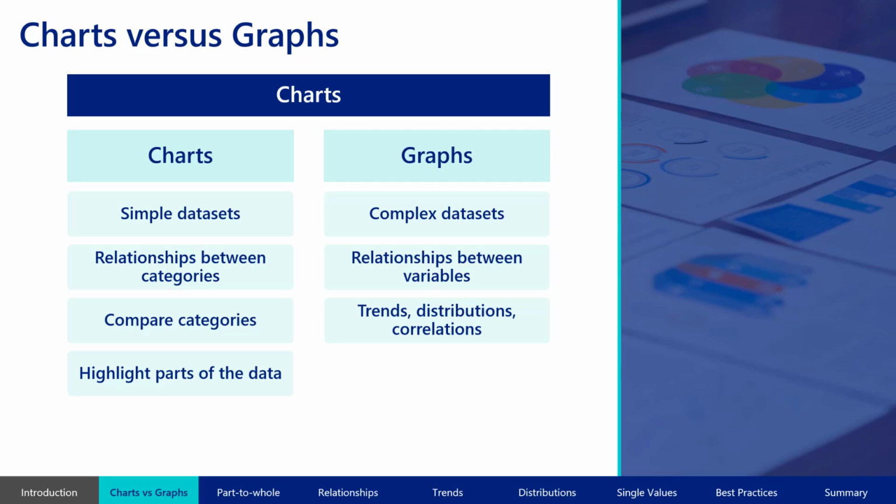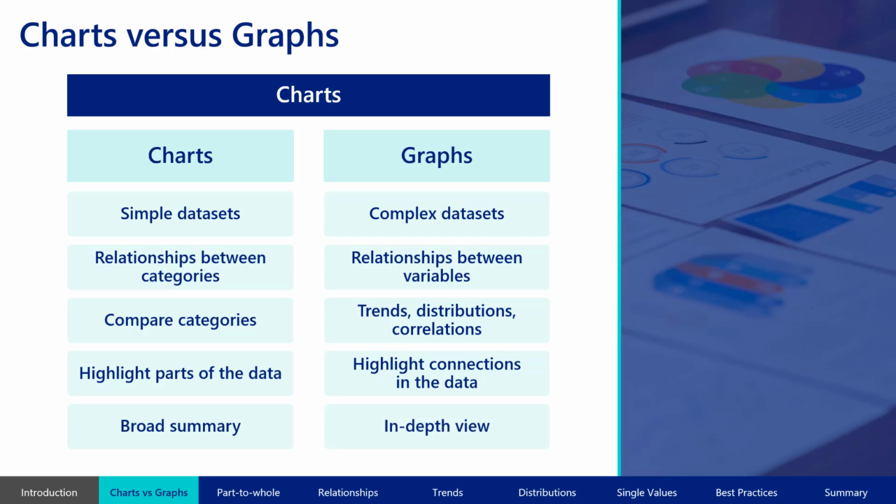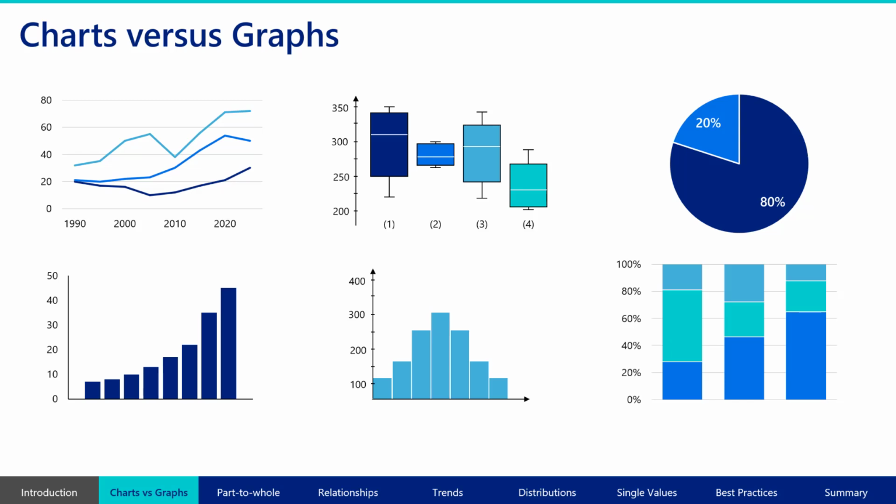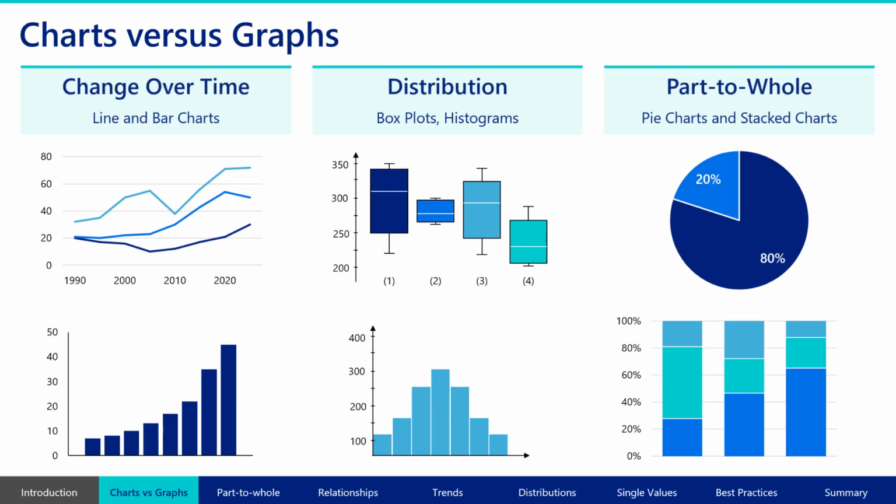Charts highlight the different parts of the data, while graphs show the connection between the numbers. Charts can provide a broad summary of the data, focusing on the main points, while graphs can provide more in-depth views into data behavior. There are many options to choose from when using charts and graphs to tell your data story, but different types of data visualizations are best for different purposes.